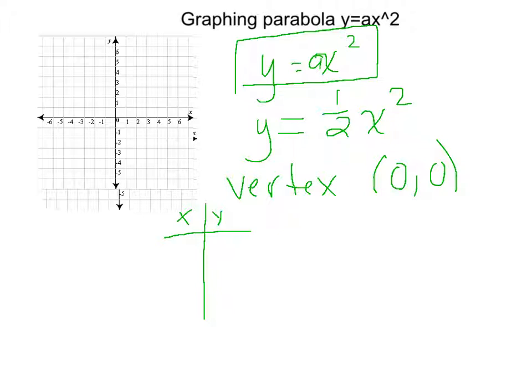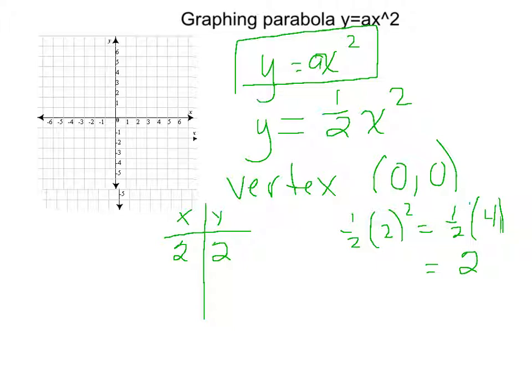I don't really want to plot a fraction. But if I let x be 2, let's see what happens. I'll have 1/2 times 2 squared. Following order of operations, I square the 2, giving me 4. Now I have 1/2 times 4, and half of 4 is simply 2. So I can plot the point 2, 2 pretty easily. Over 2, up 2, put a dot. Like I said earlier, it has symmetry, so I'll put a dot on the other side as well.